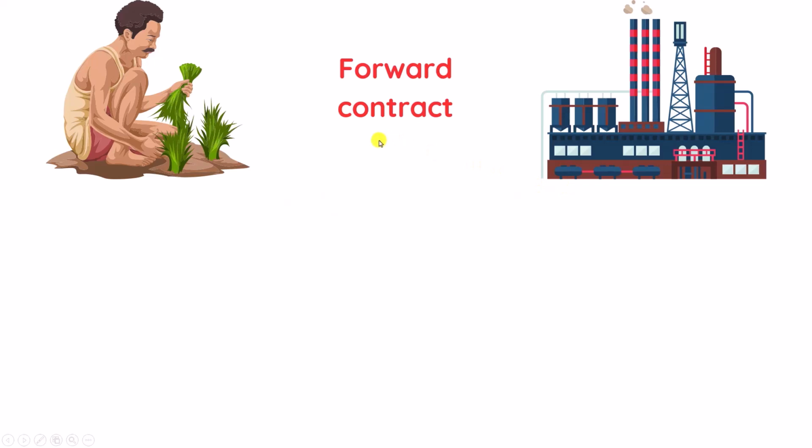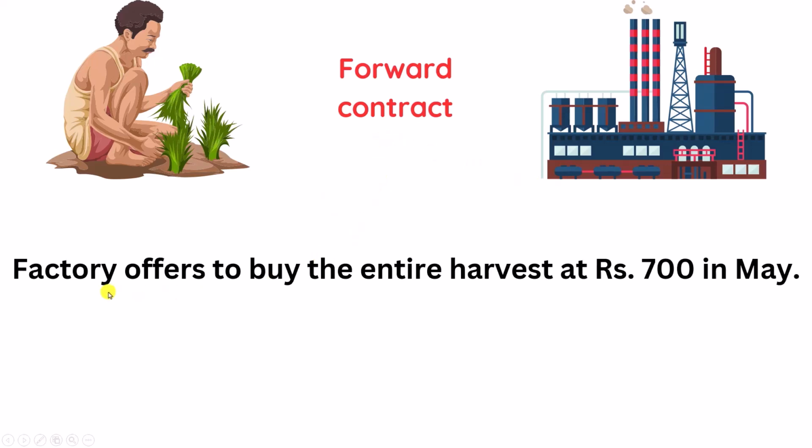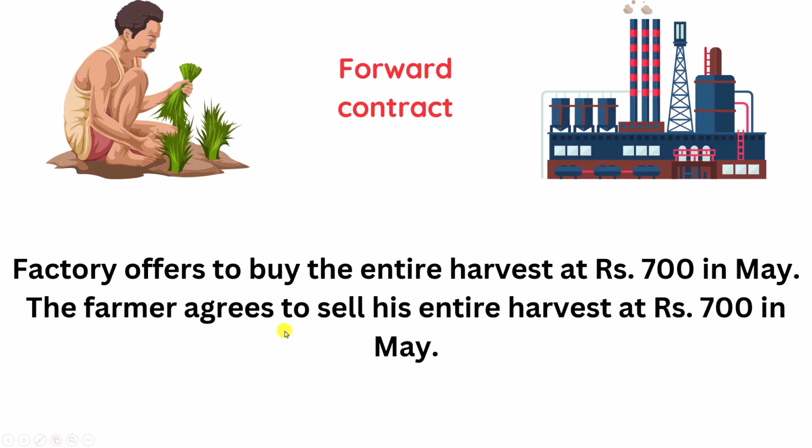Okay, get into a forward contract in which the factory offers to buy the entire harvest at rupees 700 in May. Okay, so in January he has sown the seed, in May he will be harvesting it, and this factory offers to buy the entire harvest at 700 rupees. And the farmer agrees to sell his entire harvest at 700 rupees in May.